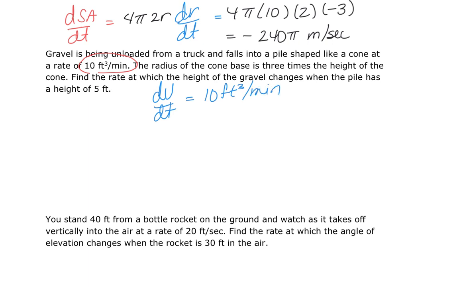The radius of the cone base is 3 times the height of the cone. So the radius is equal to 3 times the height. So radius is equal to 3 times the height.